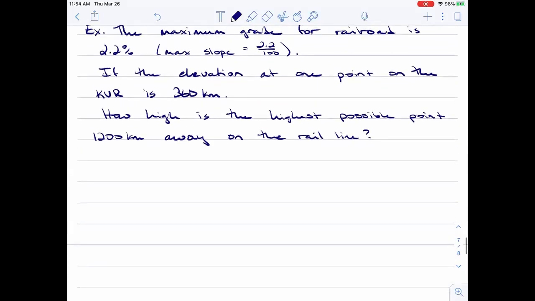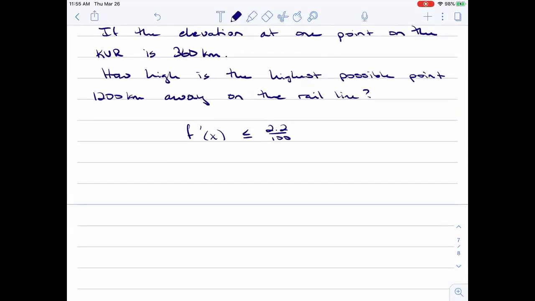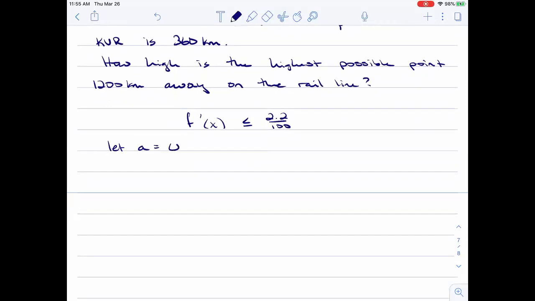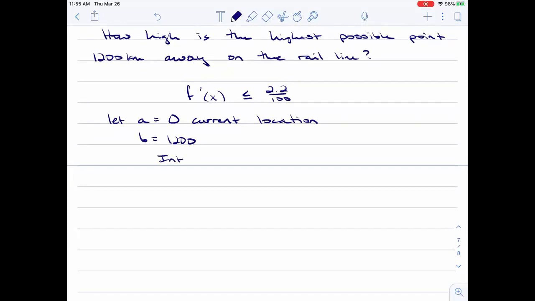So what we're saying here is that the maximum slope has to be 2.2 over 100. So what we're actually saying is that f prime of x must be less than or equal to 2.2 over 100. And if we let A be 0, which is the current location, and B be 1,200 kilometers away, then we're talking about the interval from 0 to 1,200.